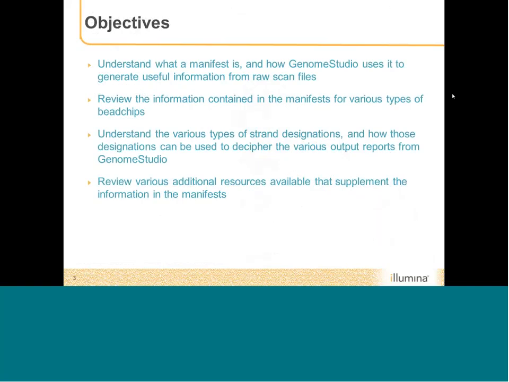Our objectives today are to understand what a manifest is, how GenomeStudio uses it to create its GenomeStudio projects, to review information contained in the various types of manifests for the various types of BeadChips, to understand strand designations and how these designations can be used to decipher the various output reports from GenomeStudio, and to review various additional resources available that supplement the information that is in the manifests.